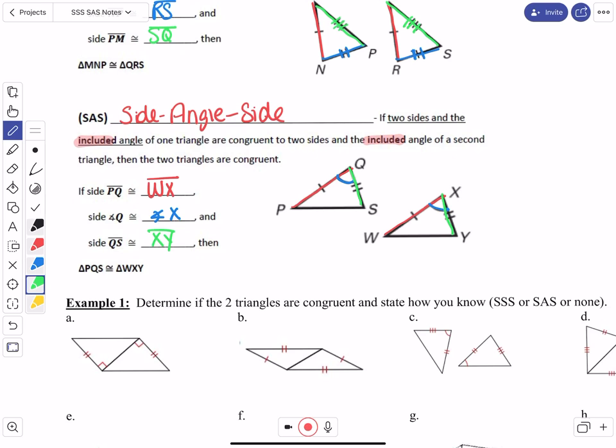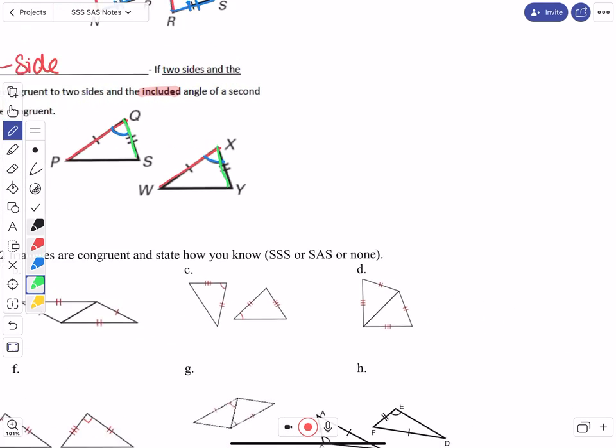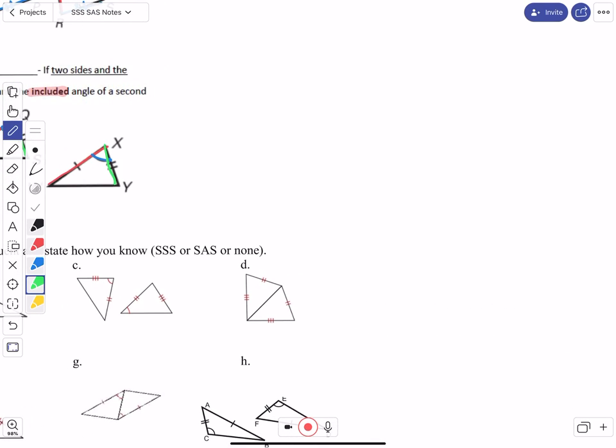So let's talk about the included side. So notice how it's the angle that's in between the two sides, or the two sides that form the angle. So it's always the two sides that actually form the angle that it's making. So if we go over here to the side real quick, and let's just draw some triangles. It's always the two sides that form the angle.